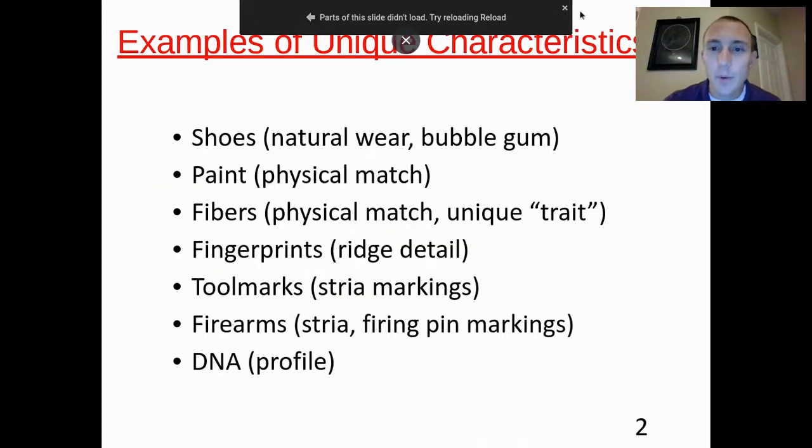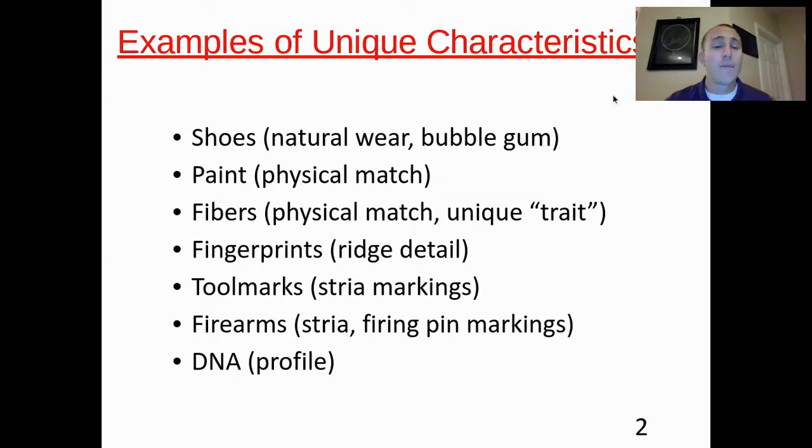So some examples of individual evidence, or unique characteristics that would be down to one specific person. And we'll talk about each of these different categories of evidence more in a sec. For class evidence, I should say.